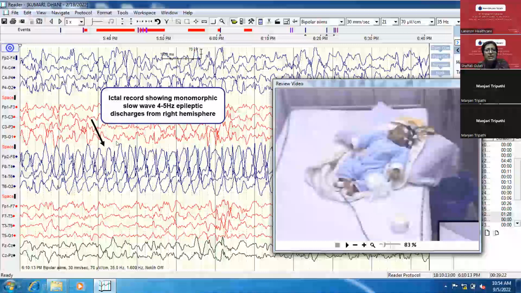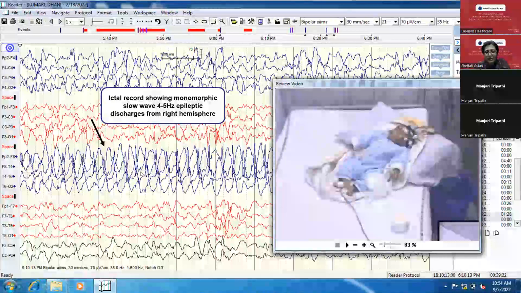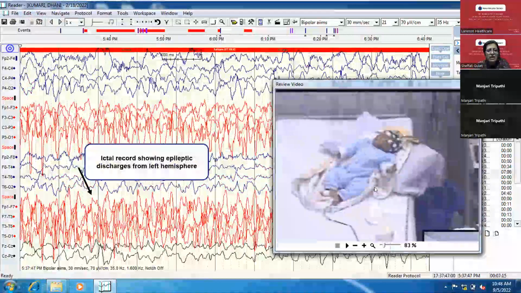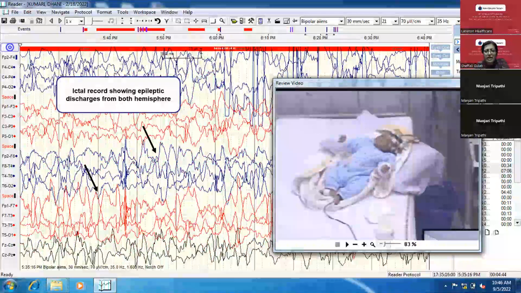In this ictal record, there are monomorphic slow waves, 4 to 5 hertz epileptic discharges from the right hemisphere in this child, and at that time there is a tonic spasm on the left side. In this one, there is a tonic spasm from the right side, and ictal discharges showing epileptic discharges from the left hemisphere. And here you're getting discharges from the bilateral hemispheres.